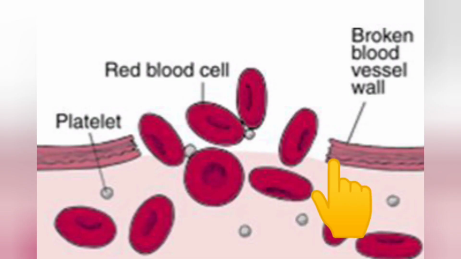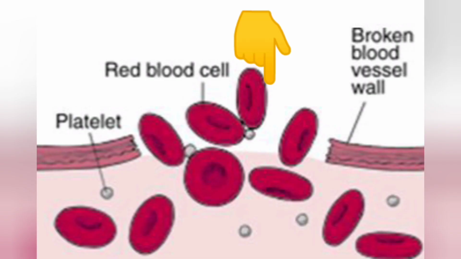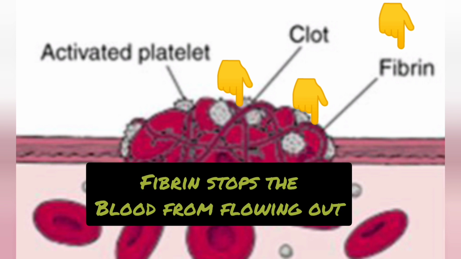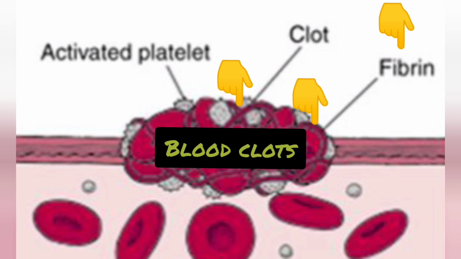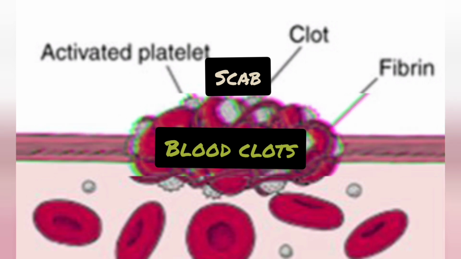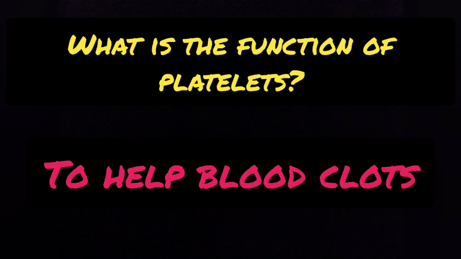When there is a cut in the skin and a broken blood vessel, the blood flows out. Here come the platelets. The platelets will turn fibrinogen to fibrin. Fibrin can stop the blood from flowing out, and this blood will clot and become scab. What is the function of platelets? The function of platelets is to help blood clot.